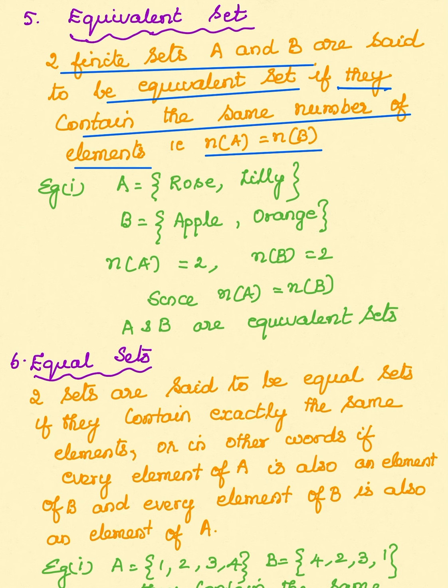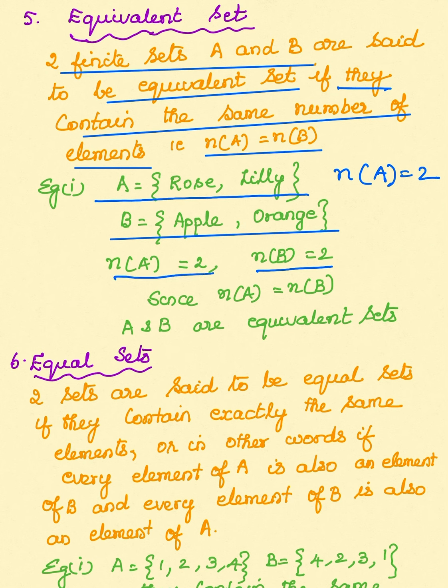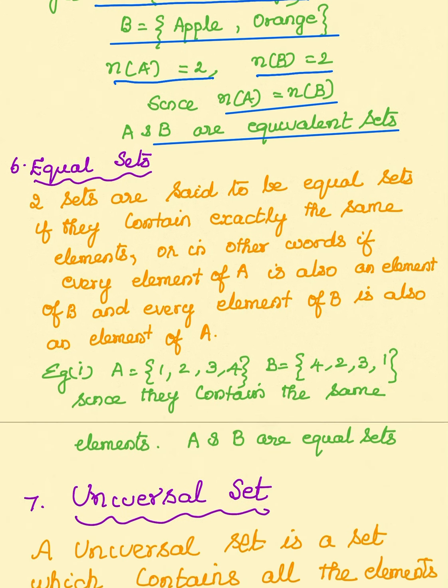Now let us take, for example, the set A with the elements Rose and Lily. How many elements are there? 2 elements. So n of A is 2. Now take the set B. What are the elements here? Apple and orange. How many elements? 2. So n of B is also 2. Therefore n of A is equal to n of B. So A and B are equivalent sets. Even though the elements are different, the number of elements is the same, so you call it equivalent sets.